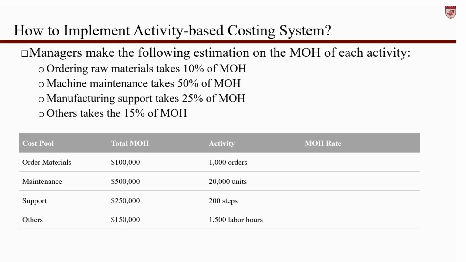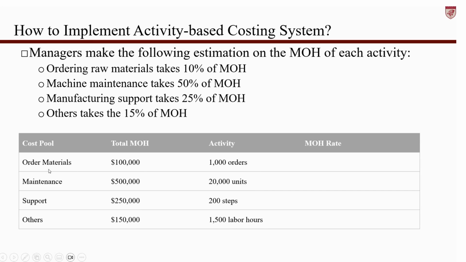Okay, now I'll get to the second part of ABC. There are 4 different types of activities that are identified by these managers, and these are the total MOH that are allocated to different types of activity costs. And the managers also determine what are the right activity drivers.